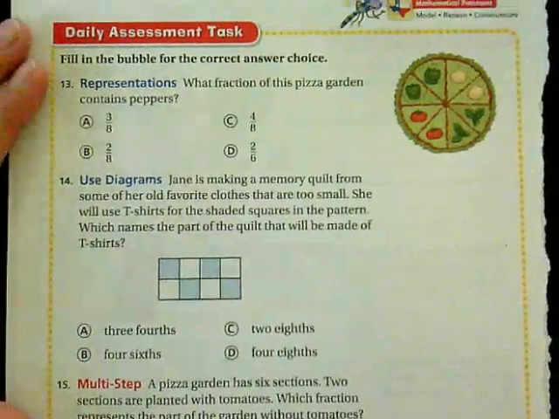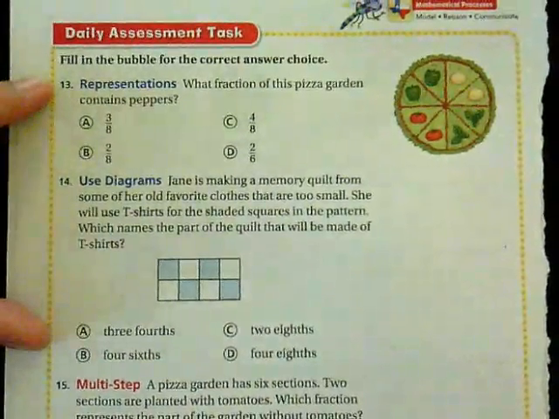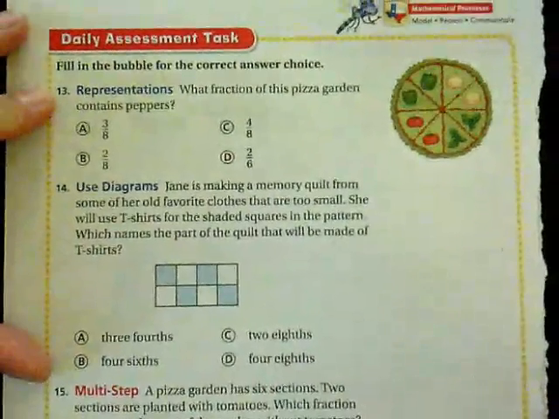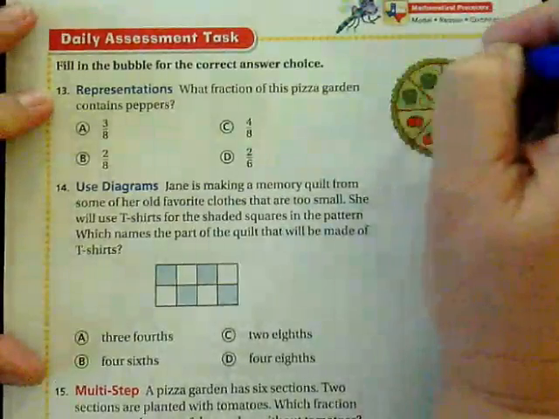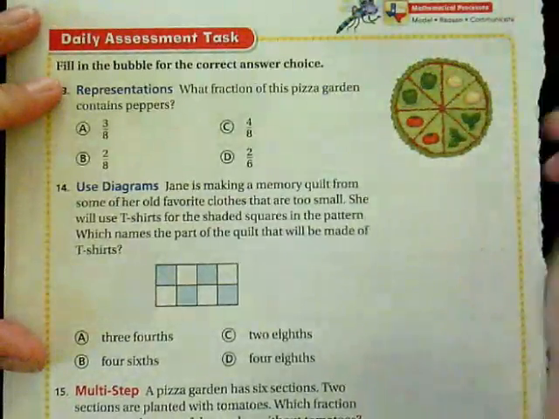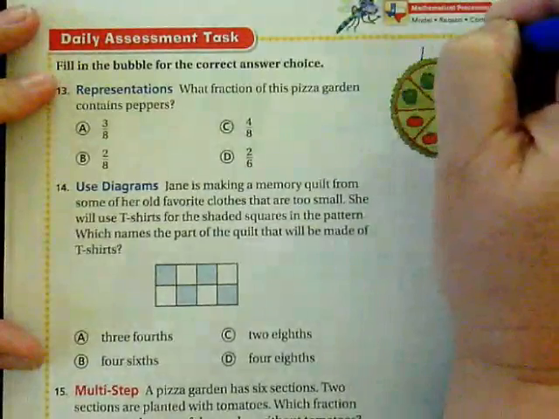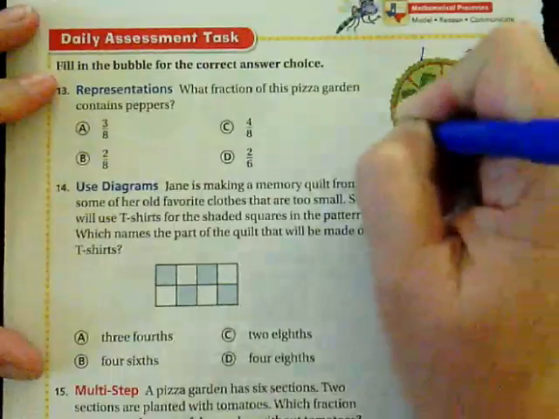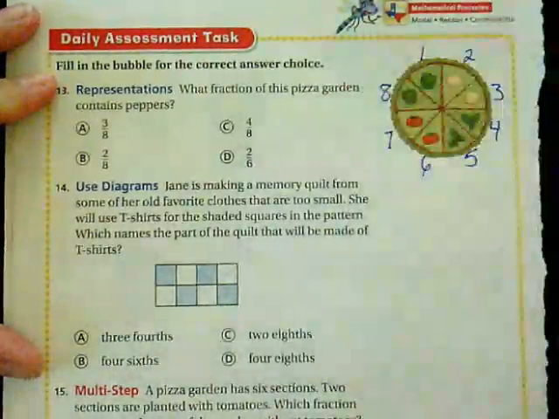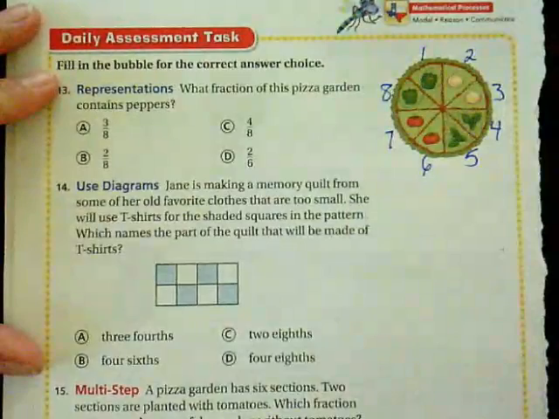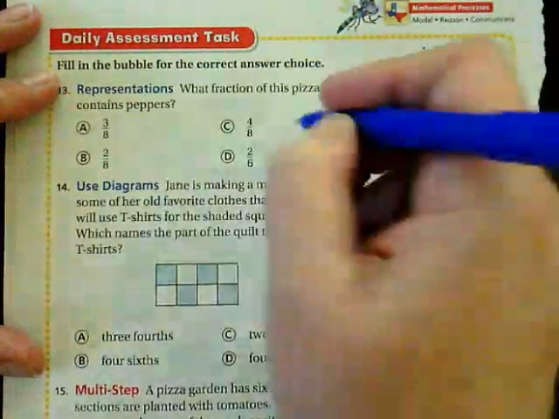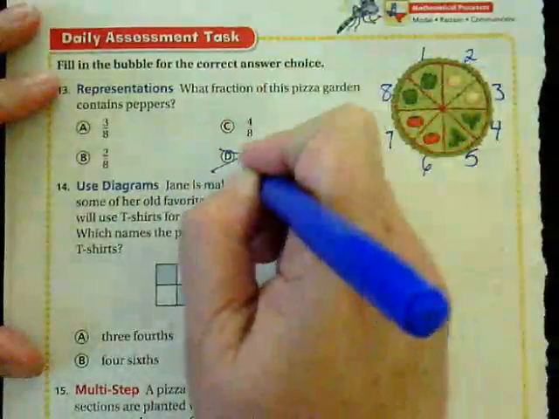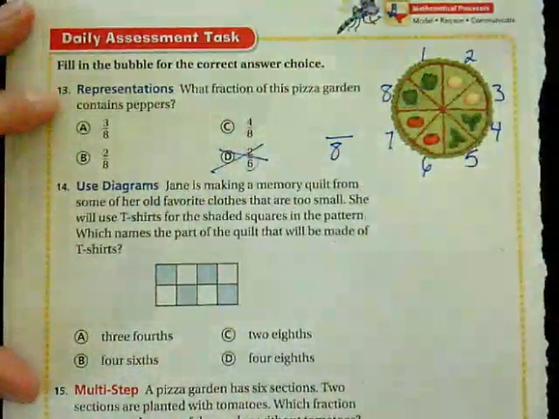Okay, let's check our work. Number 13 says, what fraction of this pizza garden contains peppers? Well, how many sections does our pizza garden have? We have 1, 2, 3, 4, 5, 6, 7, 8 sections. So I know that my denominator is going to be 8, which means I can get rid of D because it has a 6 as the denominator, so that's not going to be my answer.